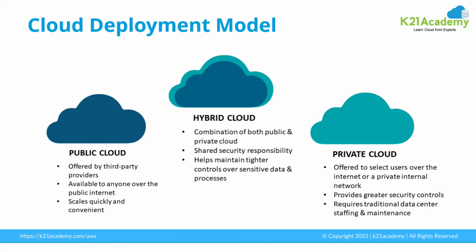Whereas hybrid cloud is the combination of public and private, where some services are running on public cloud and some services are running on private cloud. So your most sensitive information or most critical applications may be running on private cloud, whereas less critical or other types of environments run on public cloud. So this is hybrid cloud.